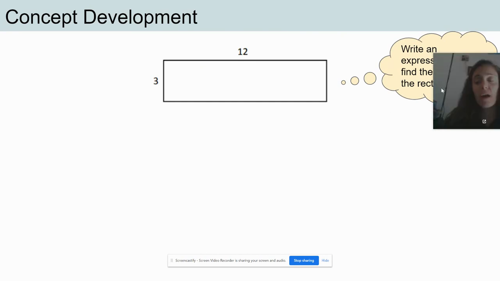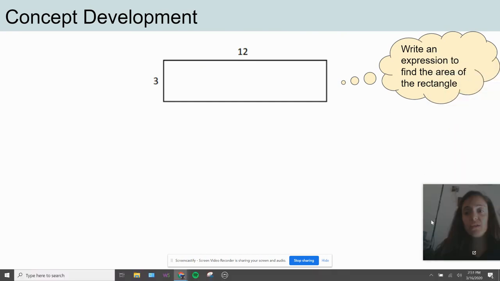So now I am going to write an expression to find the area of the rectangle. So this is where we're going to dig a little bit deeper, and I know that one side length is 3, the other side length is 12. And this is a little bit tricky. Just like the slide before, I have to think, what ways can I break this up? And how can I solve this? Because 12 is a little bit tricky, so I need to think about that first.